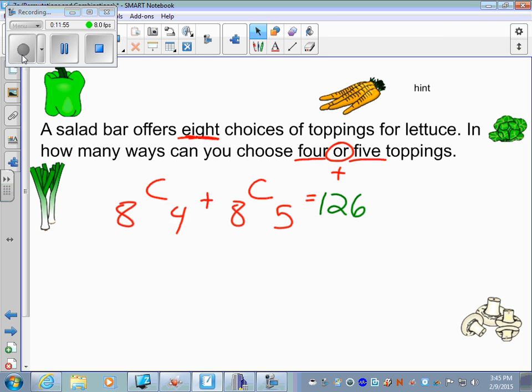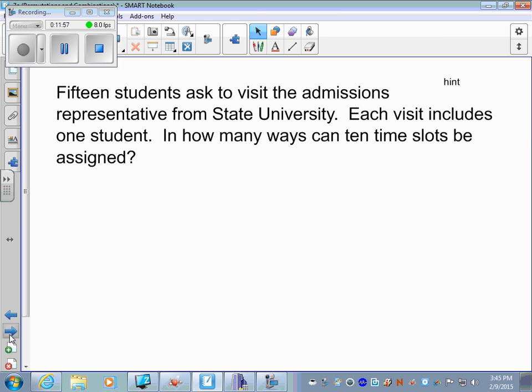So if you want to pause it and try to figure out is this a permutation or a combination, it'd be a good time to do it. And I'll tell you in just a second. Alright, there's a second. This is permutation.